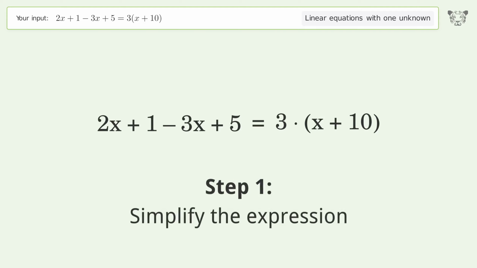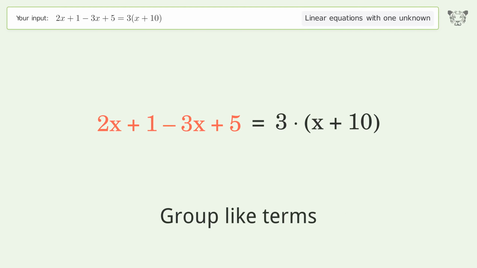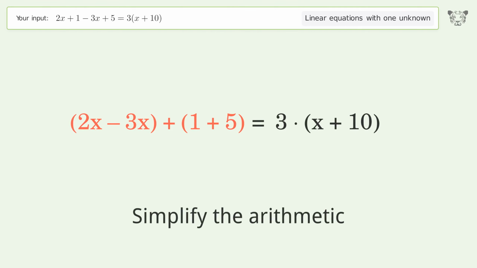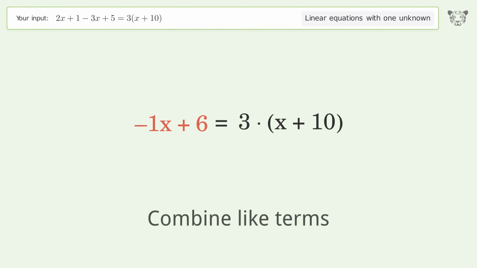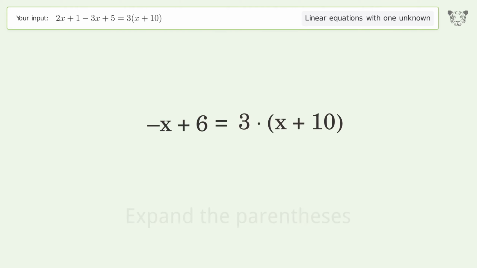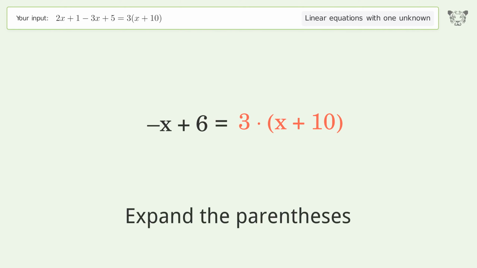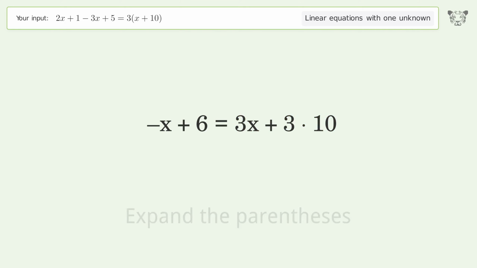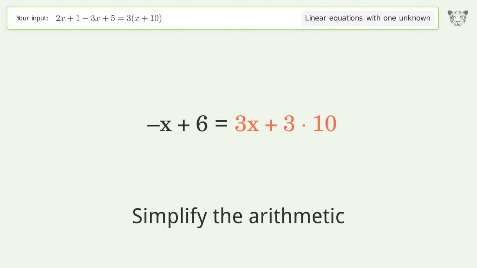Simplify the expression. Group like terms. Simplify the arithmetic. Combine like terms. Expand the parentheses. Simplify the arithmetic.